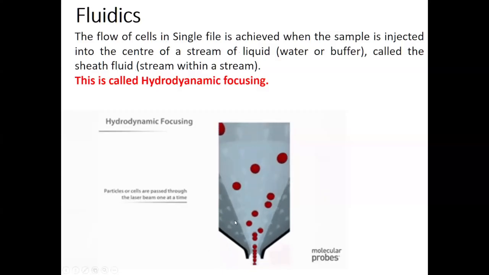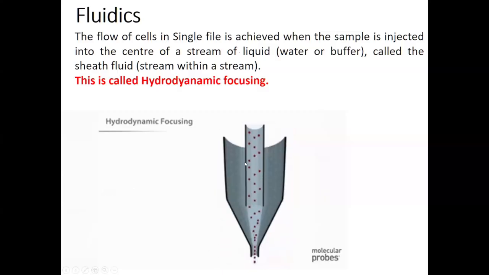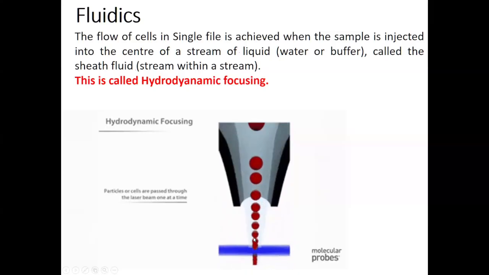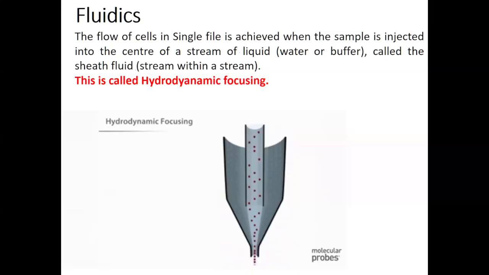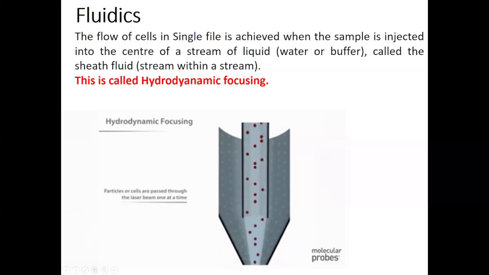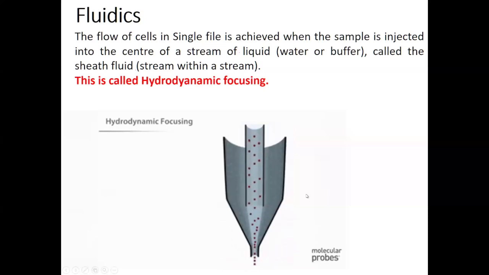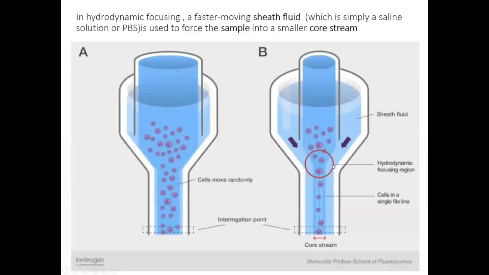So I repeat, a faster moving sheath fluid makes the cells go in a single file in the funneling area because of the increase in velocity of the sheath fluid. And this is achieved because you want one cell to be interrogated by the laser beam at a time, right? So this is what happens.